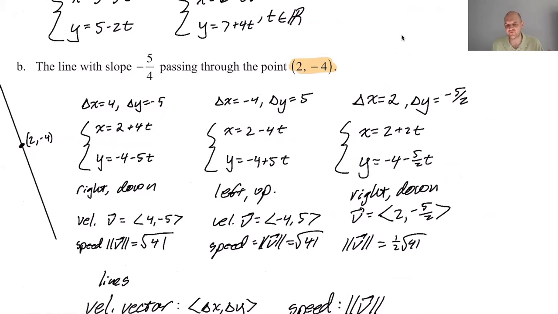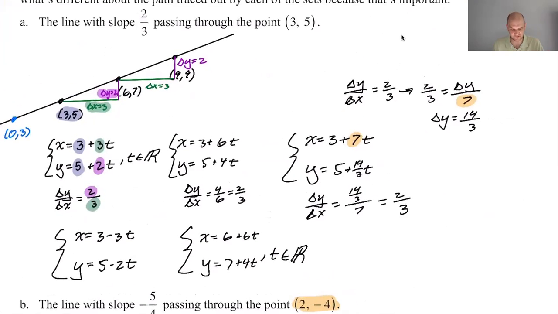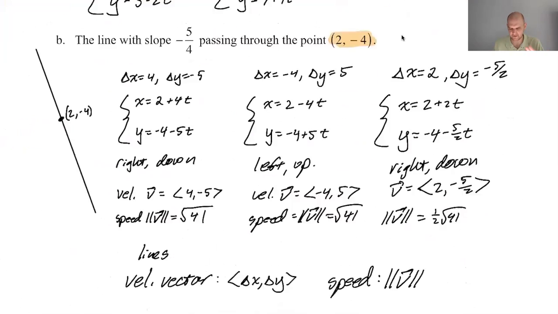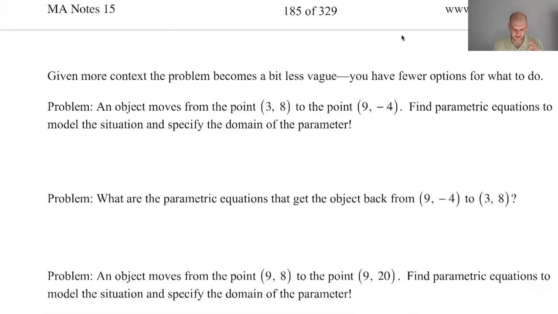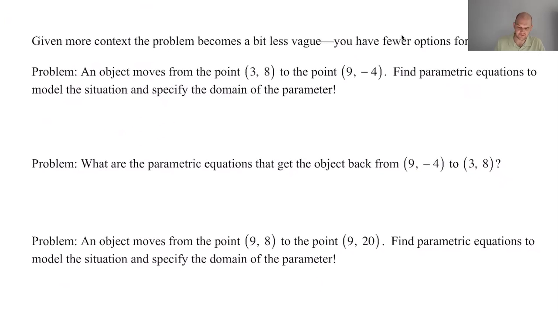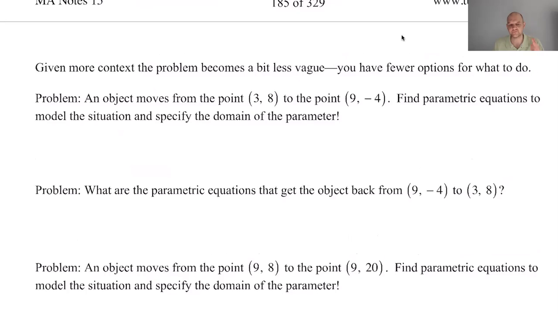a slope. So we're free to do whatever we want as long as delta y over delta x works. We could find another point that was on the line and use that, which we did here a couple times. Whatever happened, we just needed to get the equation of a line. Well, what if we need something more specific? So instead of a whole line, what if we just need to move from the point 3, 8 to the point 9, negative 4, and then we want to stop, right?